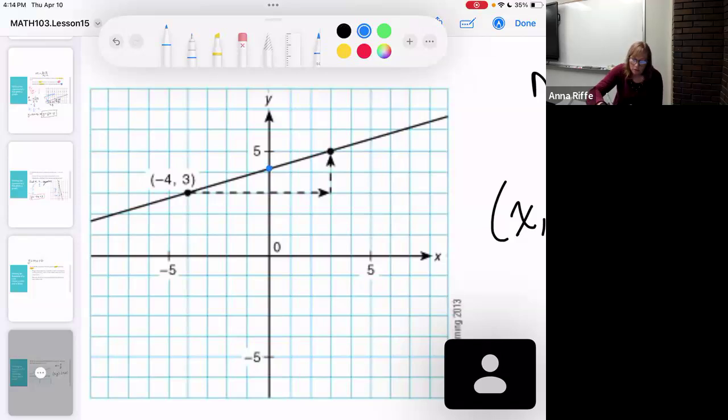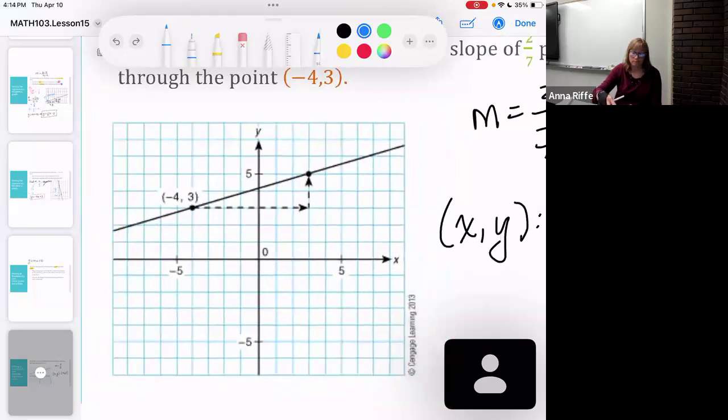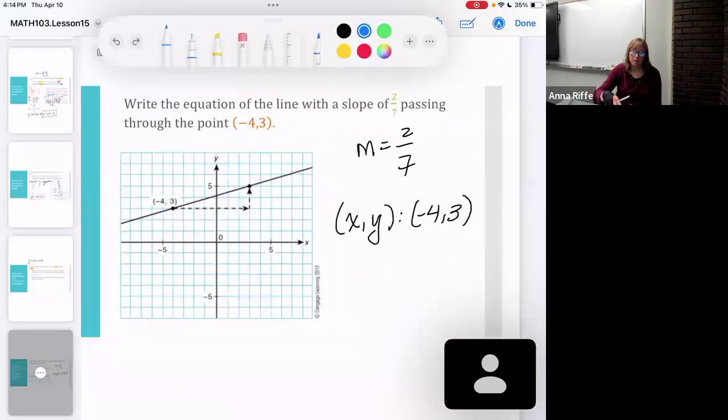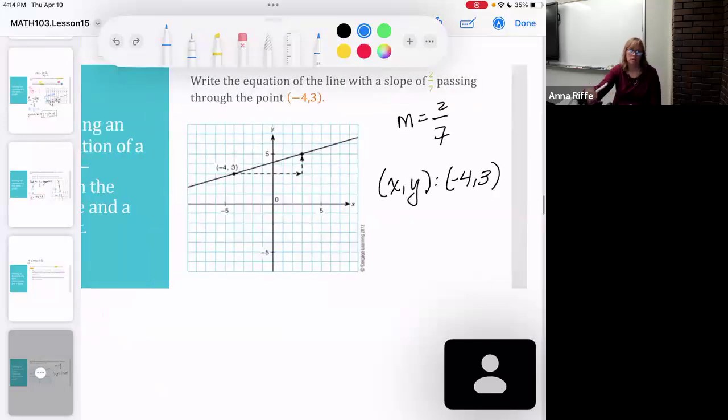Certainly the graph crosses the y-axis at this point, but I don't know exactly what that number is. It looks like it's a little bit bigger than 4, but I don't know how much bigger. So I don't think I would have been able from the graph to directly write this particular equation, at least to determine the y-intercept. So I've got to think about something different.